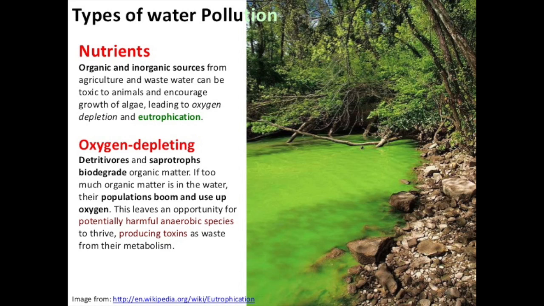Oxygen depleting. Detritivores and saprotrophs biodegrade organic matter. If too much organic matter is in water, their populations boom and use up oxygen. This leaves an opportunity for potentially harmful anaerobic species to thrive, producing toxins and waste from their metabolism.